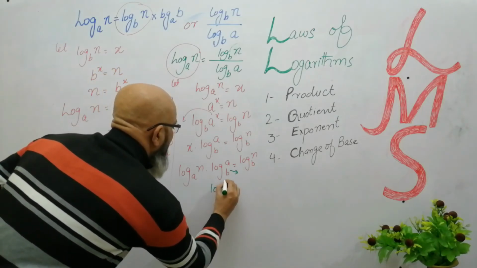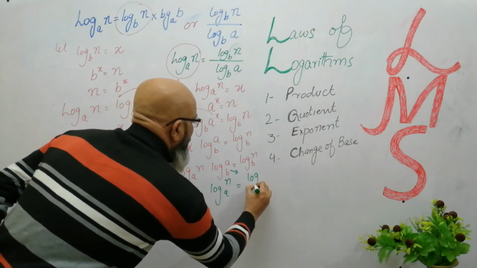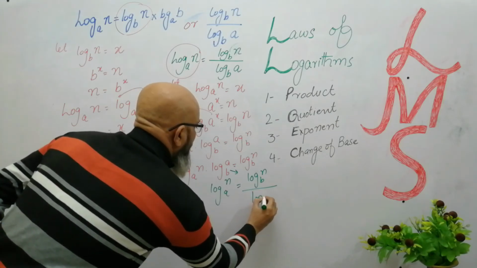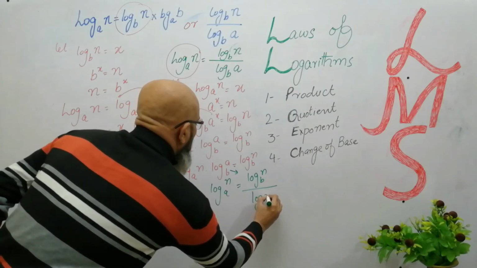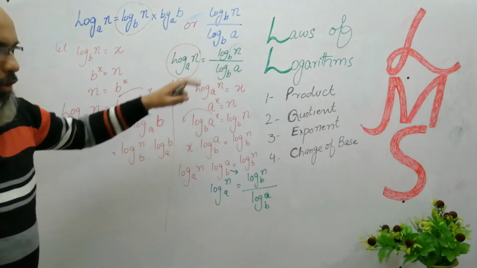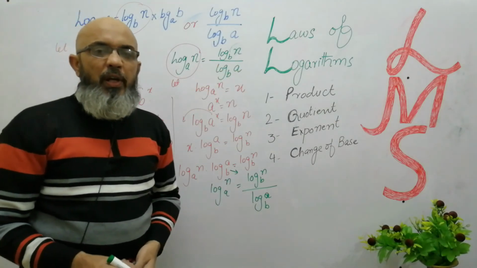So log n with base a is equal to log n with base b divided by log a with base b. So that is all we have to prove. So I hope you understand all the laws of logarithm.